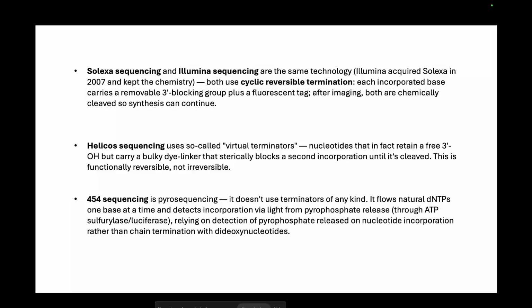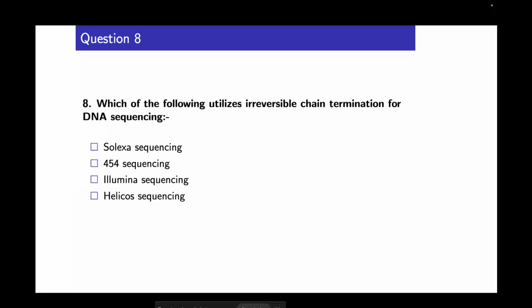454 does not use terminators of any kind. It allows natural incorporation of dNTPs one at a time, and you can detect it with respect to the light emitted by the enzyme. So this is also not using irreversible chain termination for anything. So across all the four options, the option given in the assignment is 454, but I do not completely agree with that option. I don't think any of these four are using irreversible chain termination.